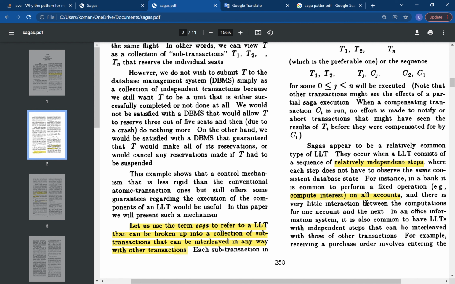And you also need to treat such a business process like a saga, because it will affect some logs in the database according to accounts, and you need to somehow interleave these computation transactions with other transactions which try to mutate the state of the account.